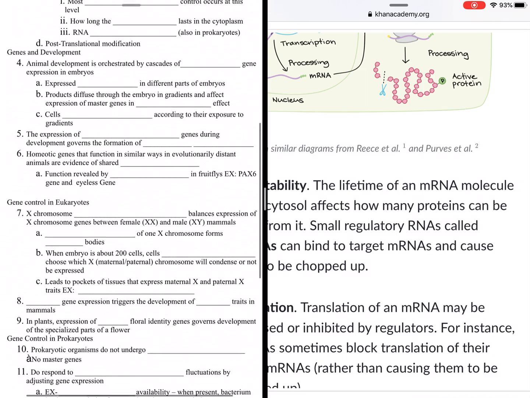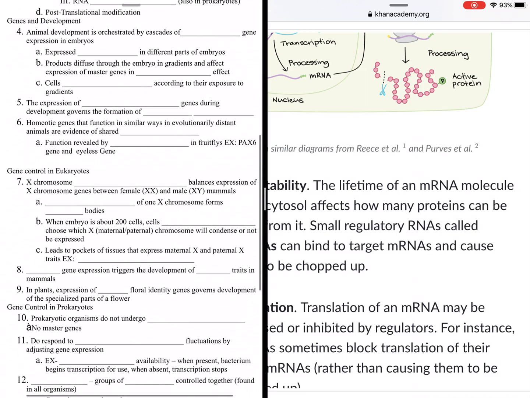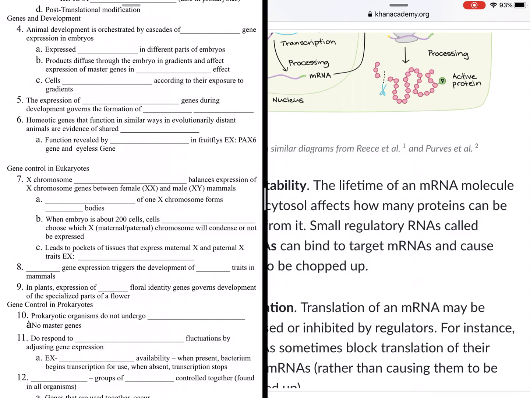All right, let's talk about genes and development. Animal development is orchestrated by cascades of master gene expression in embryos. When I was in high school, we didn't really study this. We didn't really study it in college either, so it was very interesting for me to look at this. I had to ask, what is a master gene?